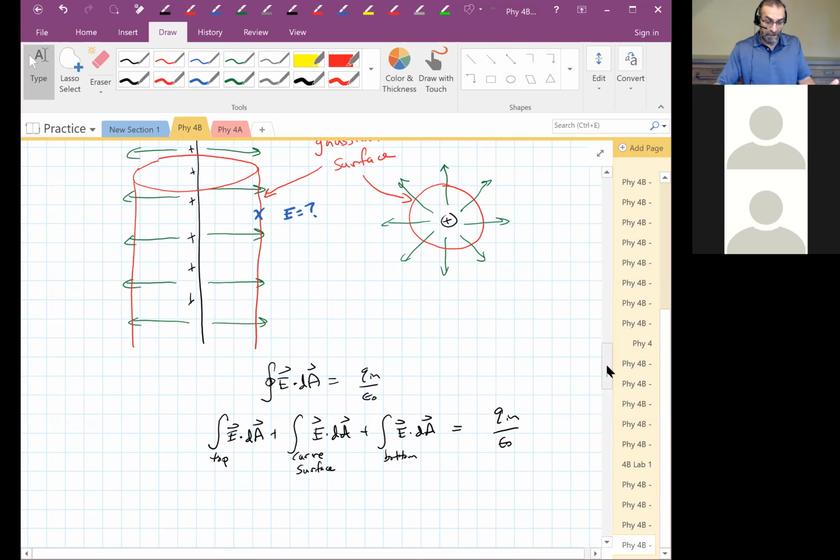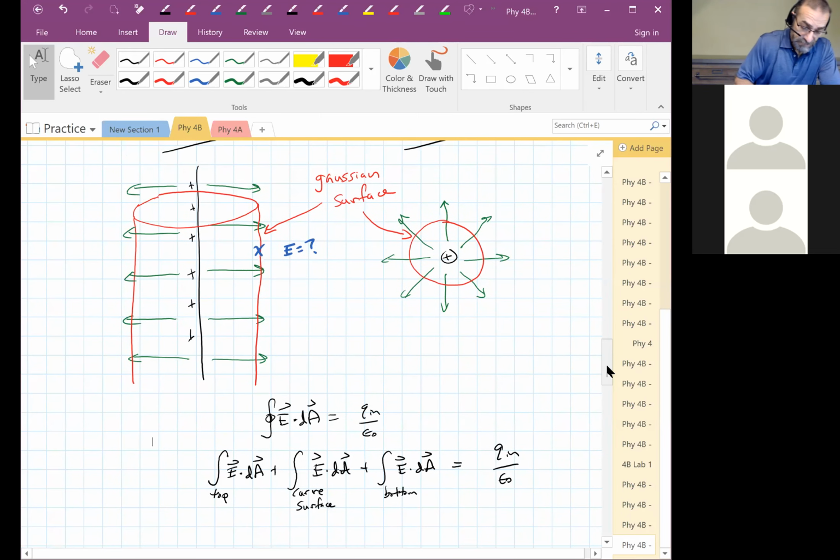Okay, let's do it now. So what's the flux through the top surface? 0, right? The electric field lines are skimming the surface. They don't penetrate the surface, right? Another way to say it is E and dA are perpendicular. So we get a cosine of 90 degrees, which gives us 0, right?